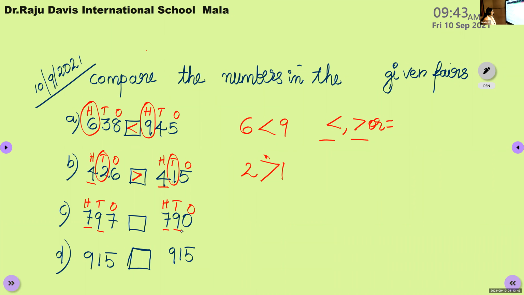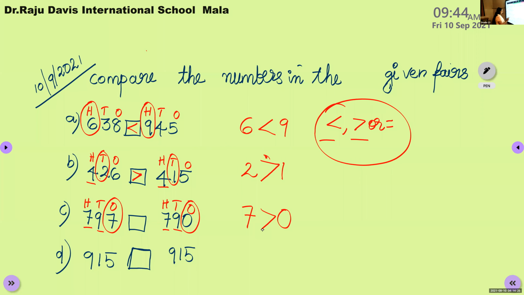Next place. For the first number, how many ones are there? Seven ones. For the next number, how many ones are there? Zero ones. They are different. So 7 ones for the first number and 0 ones for the next number. Is 7 less than 0 or greater than 0? Greater than. So which symbol do we have to put here? First one or second one? Second one. 7 is greater than 0.